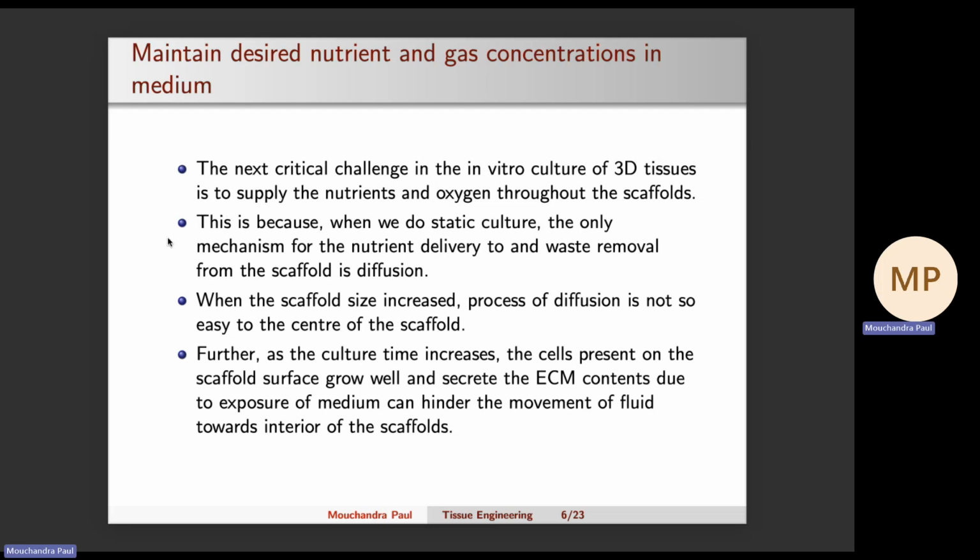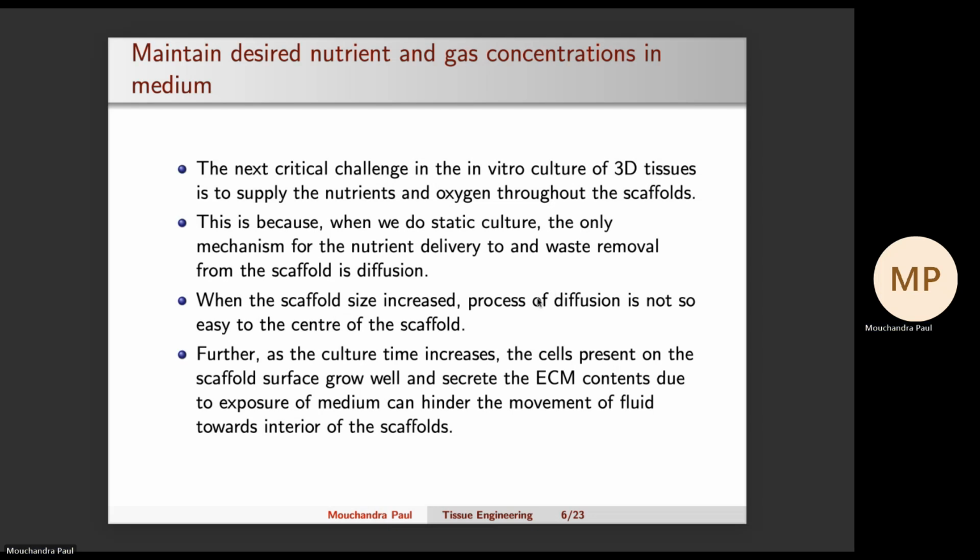You should keep this in mind, and I'll quickly go through the rest of the points. In static culture, the only way by which the nutrients in the media can reach the cells, or the waste produced by the cells can be removed, means that transport of these types of masses happens only through diffusion, and that too passive diffusion.